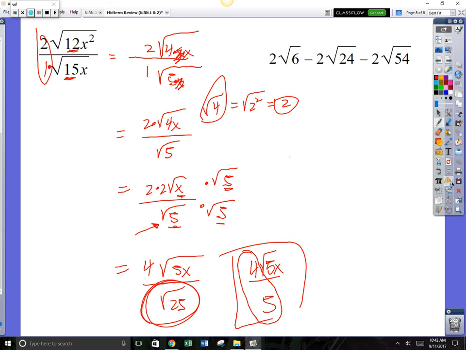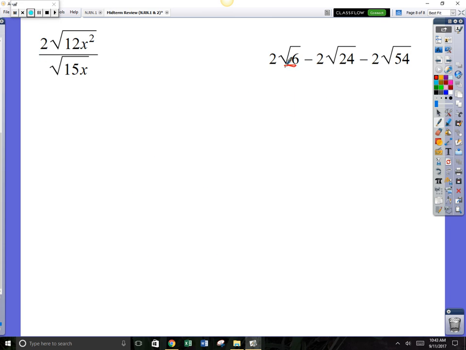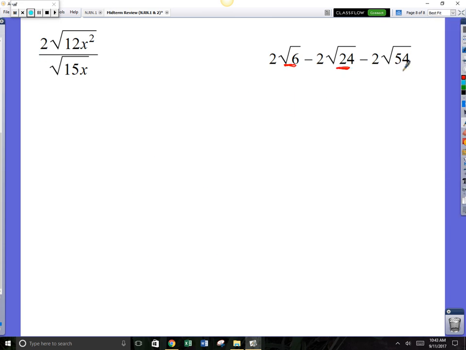Okay, last one. So you got square roots of 6, square roots of 24, and square roots of 54. So there's 3 totally separate, different terms. So 3 different ingredients. 6 is done, because it's only made of 1, 3, and 1, 2. So they're all square roots. There's no squares in 6. So I'm going to come over here. 2 square roots of 6 is done.